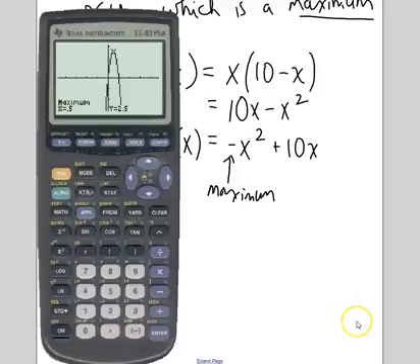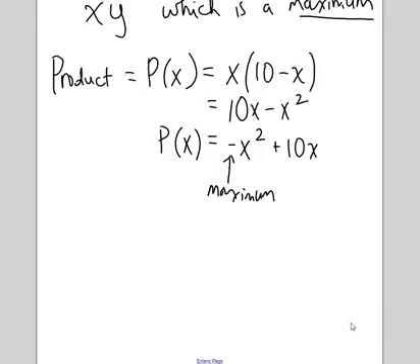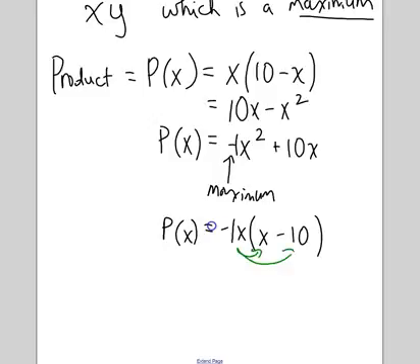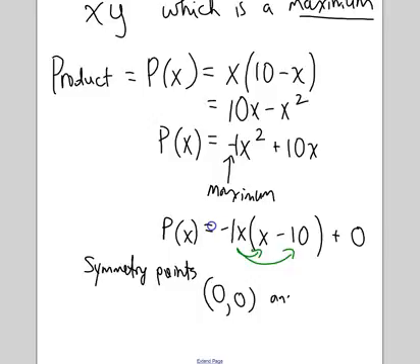Let's go back to the algebraic solution here, which would have us factoring the negative 1, which is the a value, out of both terms, as well as x, and we get x subtract 10. Now just be careful with your arithmetic here. If you distribute that back out, you should be able to produce your original 2 terms. So now, from here, the symmetry points are going to be, well, the k value here is 0. So the symmetry points are just 0, 0, and 10, 0.